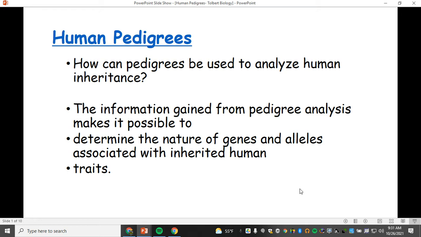Like if you have a big nose or small nose, dark hair or light hair, wavy hair, all of these little phenotypes, how you look, is what we're going to track using that pedigree chart. The information gained from a pedigree analysis makes it possible to determine the nature of the genes and the alleles associated with human traits. Here it says human traits, but it's literally all of the traits. We use that to create, from the wolf, all the different breeds of dog that we have now.